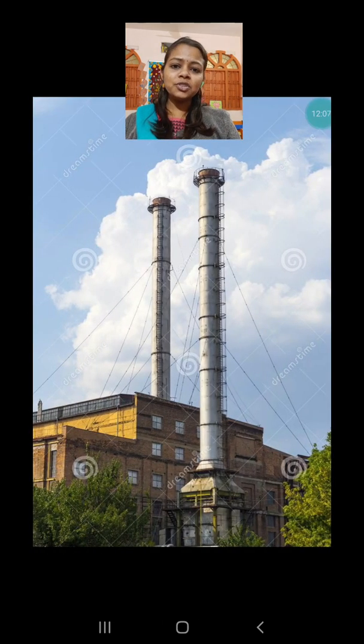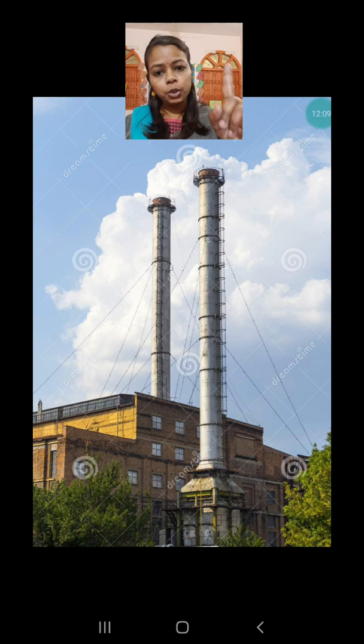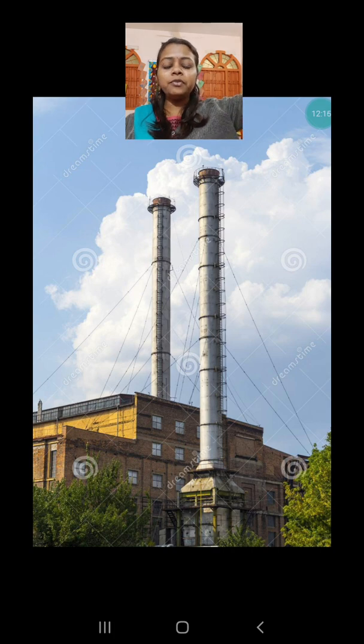If we are using a chimney, it should be very tall, so that whatever fumes are released from it will go into the air, but at a very great height. And at the top of the chimney, what should be there? A filter should be there, so that the smoke and the gases can be filtered, and only then released into the air. So these are some steps.